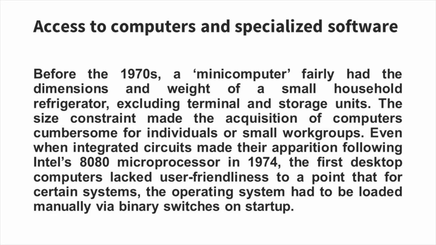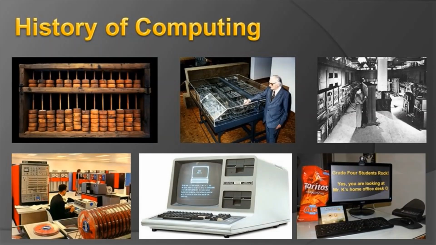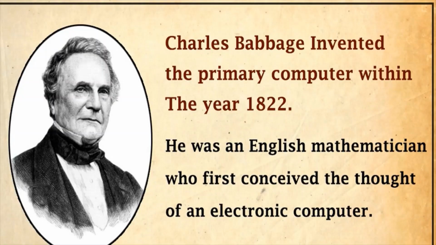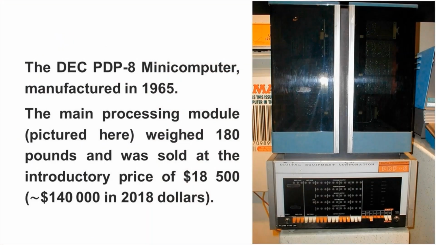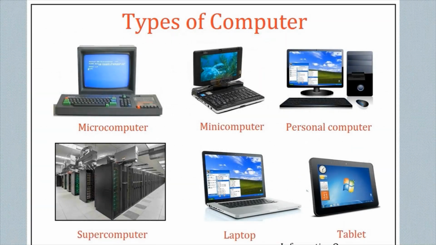Further growth and development of bioinformatics was augmented by the accessibility to minicomputers and specialized software. The first minicomputer was manufactured in 1965, but the first wave of ready-to-use microcomputers hit the consumer market only in 1977. These microcomputers had a built-in BASIC interpreter, which was an easy language for non-programmers, which helped the improvement in bioinformatics.